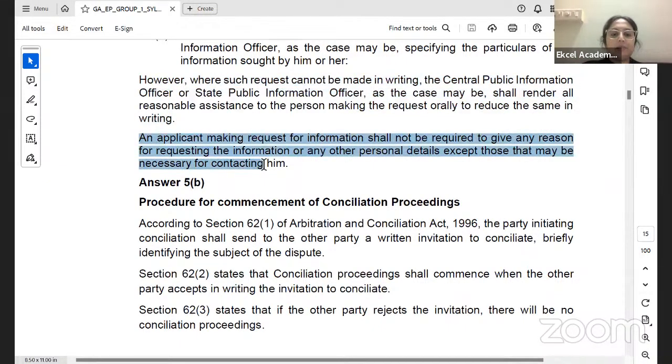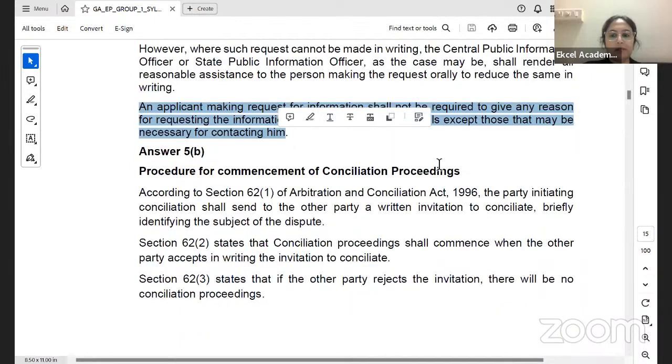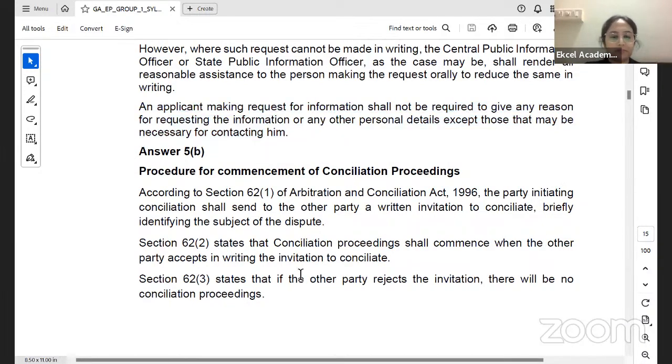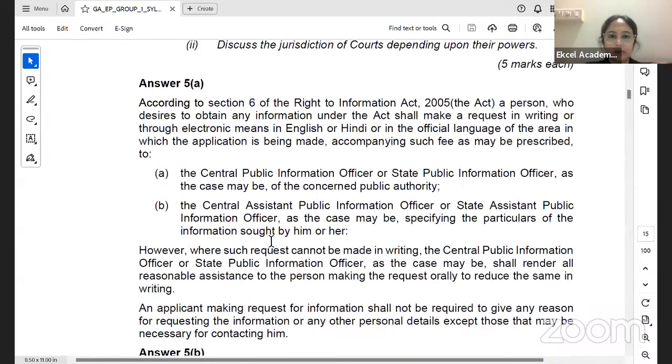Then, an applicant making a request for information shall not be required to give any reason for requesting the information. No personal data; the only thing needed is where it has to be sent. It can be your phone number, email ID or address. Apart from that, you need not give any of your personal details or your reason for asking. You need information, that's it. So if you write this much, you get the marks.